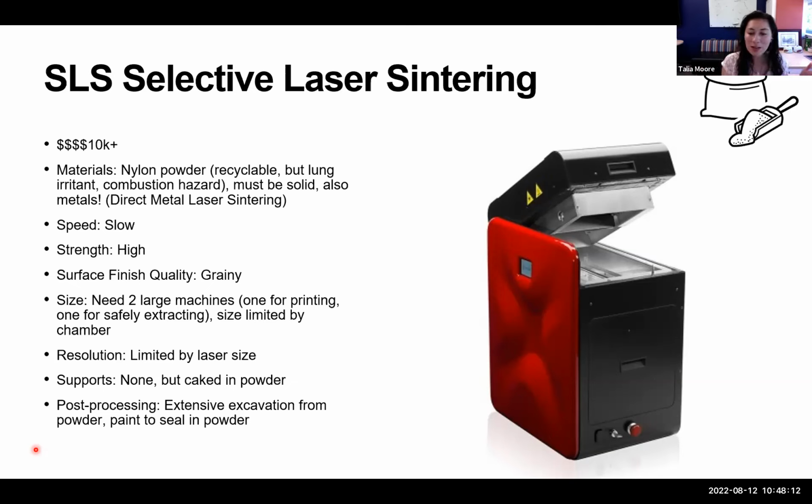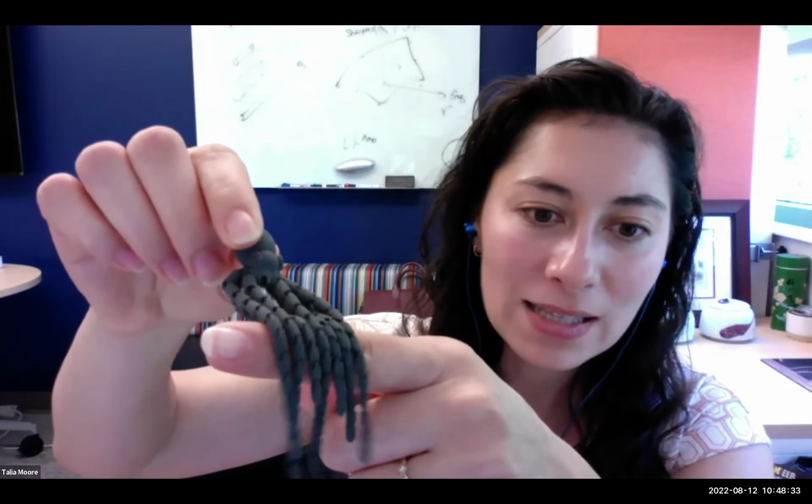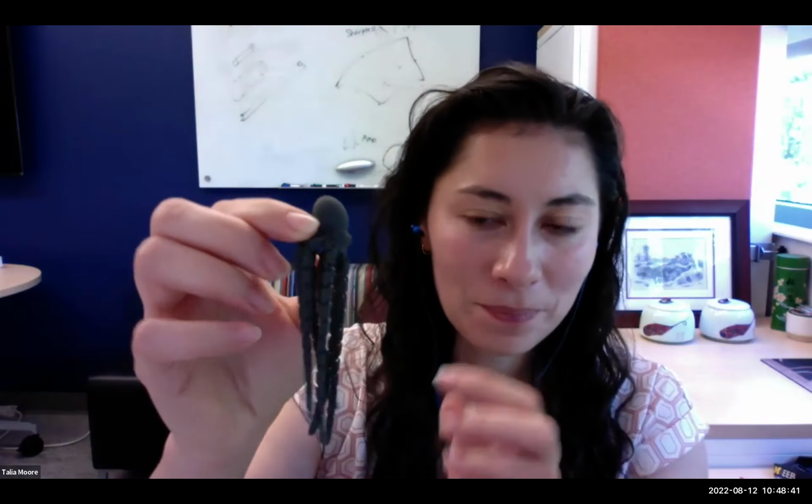So there's a little bit of waste, but there's a lot of recycling that can happen too. This is really, really slow, and the surface finish is very grainy. You know that little octopus that I showed before? Here's one made with the SLS printer that we have. It's still really functional, but the surface quality is actually pretty matte, and it's pretty grainy.